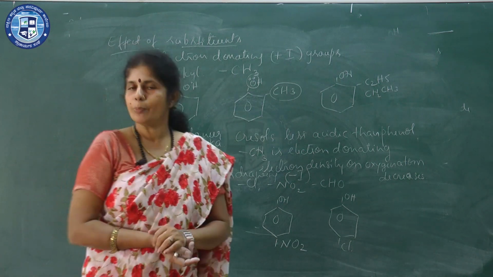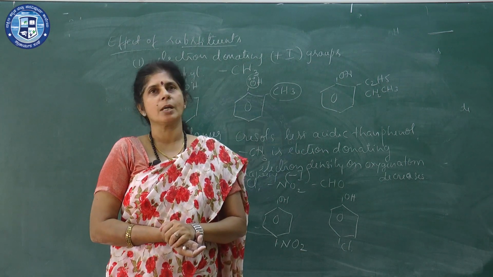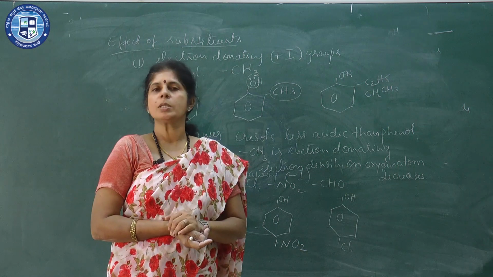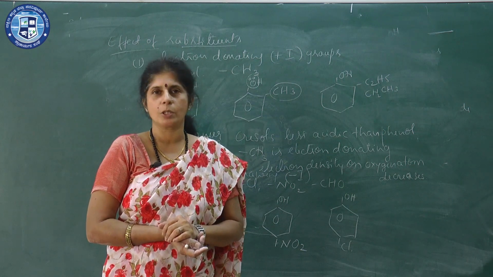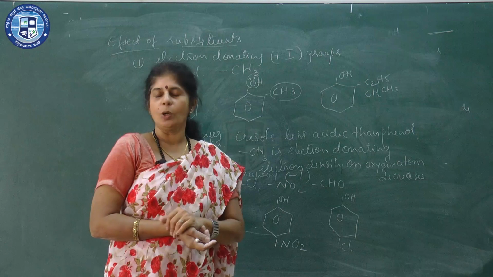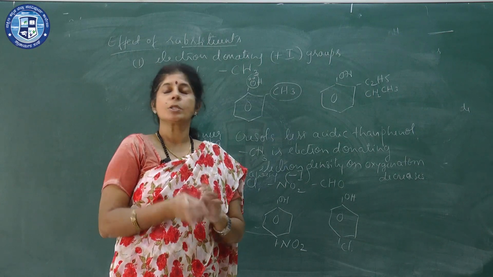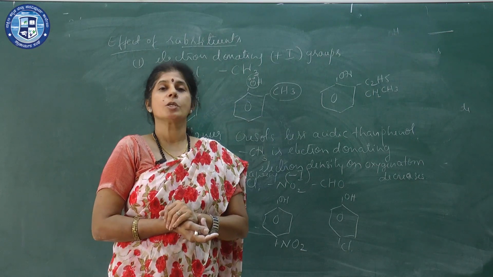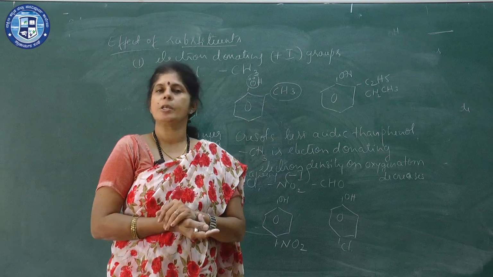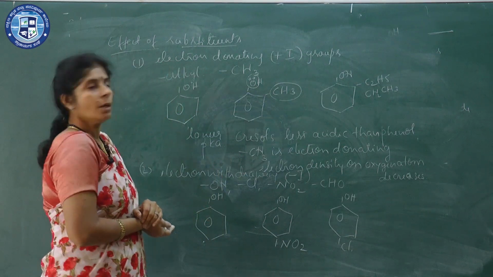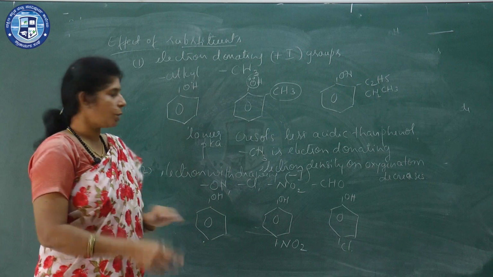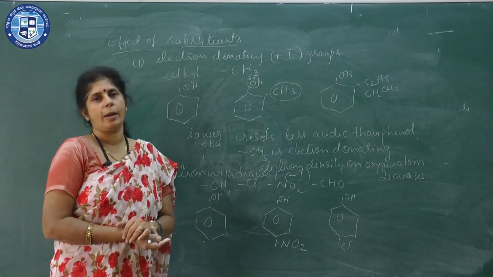The question is an important one, especially for the board examination. Not only board, even in CET you can have such types of questions. They give a set of phenols and ask you to write the order, ascending or descending, of acidic character. To answer that question, you should know the basic concept behind this.